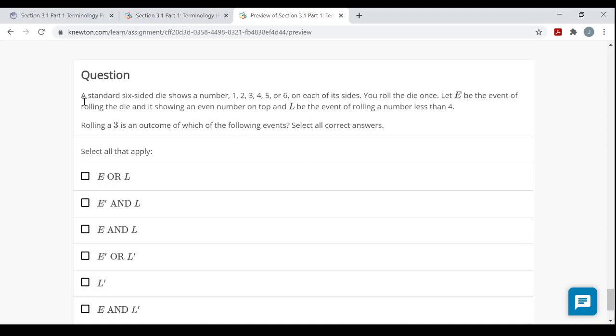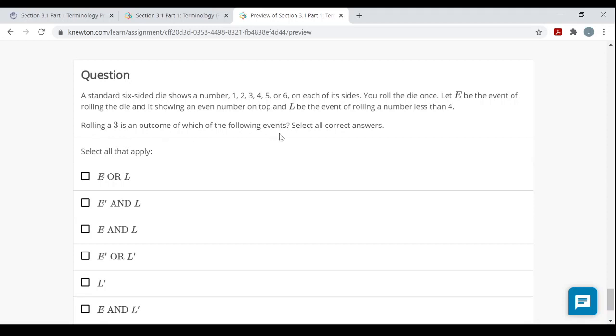For example, a standard 6-sided die shows a number 1, 2, 3, 4, 5, 6 on each of its sides. You roll the die once. Let E be the event of rolling an even number on top, so 2, 4, or 6. And the capital L represents the event of rolling a number less than 4, which would be 3, 2, or 1. Rolling a 3 is an outcome of which of the following events?